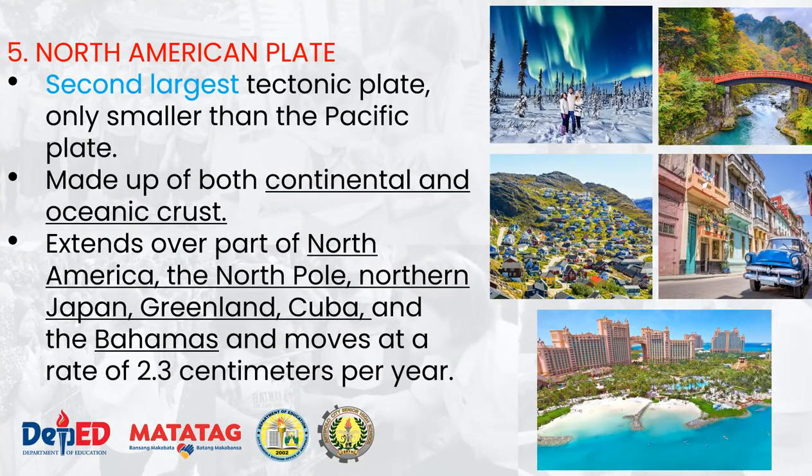North American plate, the 2nd largest tectonic plate. It's smaller only than the Pacific plate. This plate extends all the way over the North Pole and even contains Siberia and the northern island of Japan. It also includes Greenland, Cuba, and the Bahamas. The interior part of the North American plate contains a giant granitic craton. It is believed that the North American craton is 4 billion years old.